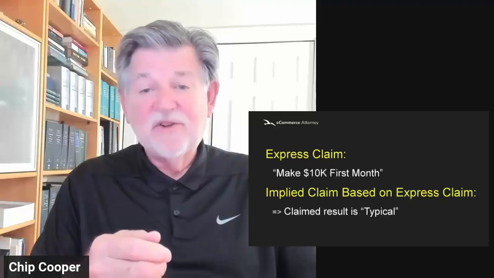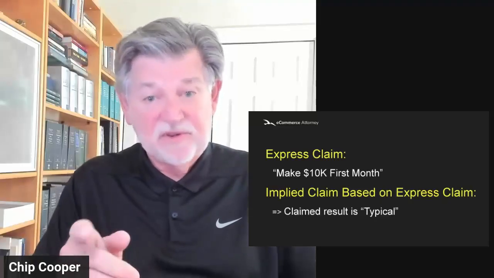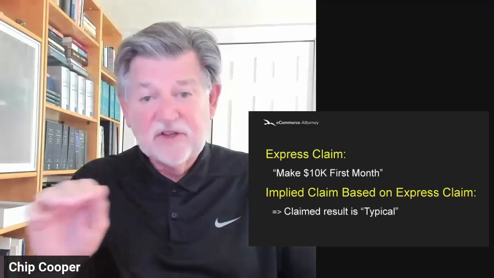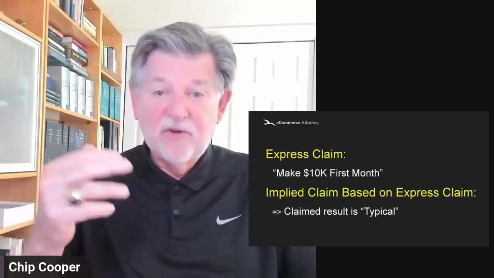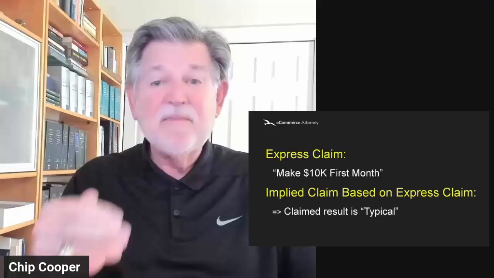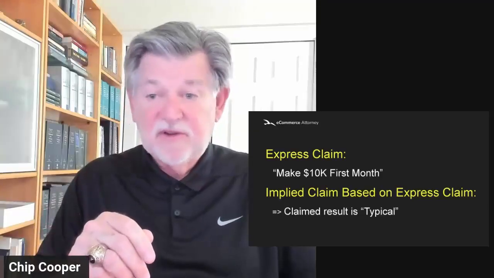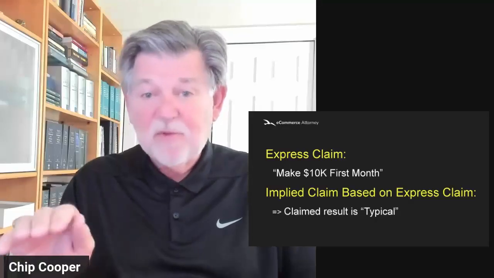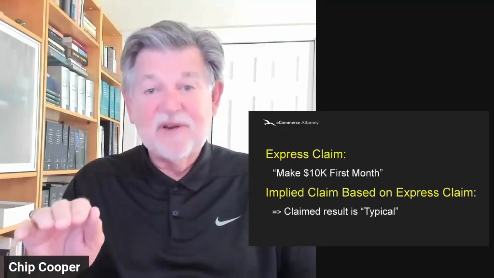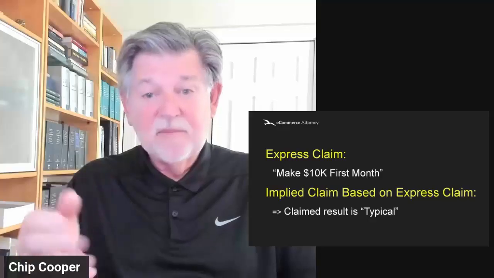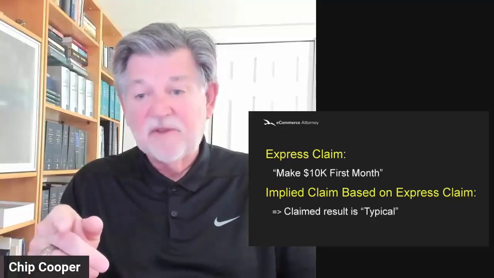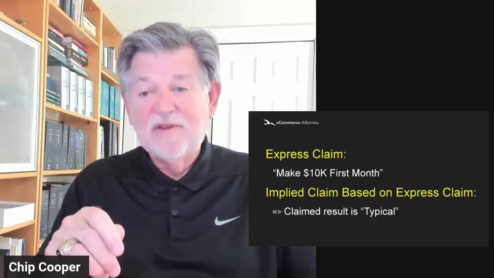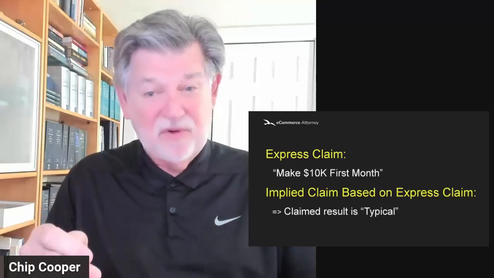Now we get to one that's really a blockbuster. Think about this one. There is an express claim that also generates a related implied claim. So the express claim would be make $10,000 your first month. I would not recommend this express ad claim, but here it is, make $10,000 your first month. And the implied claim is that the result is typical.